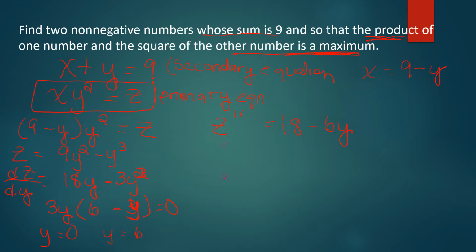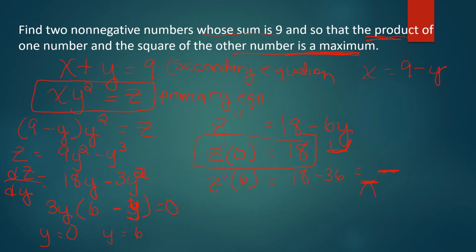Then I can evaluate z double prime at 0, and I get 18. I can evaluate it at 6, and I get 18 minus 36. I don't really care what that number is. I just need to know that it's negative. Because at 0 it is positive, that means it's concave up, and that's going to be a minimum. But at 6 it is concave down, and that's going to be a maximum.